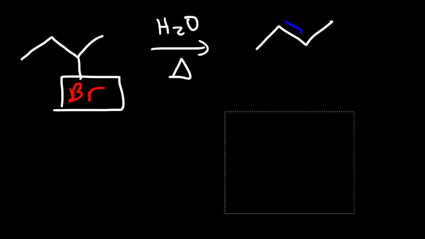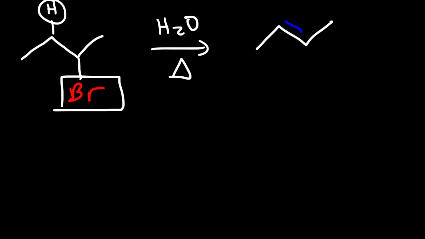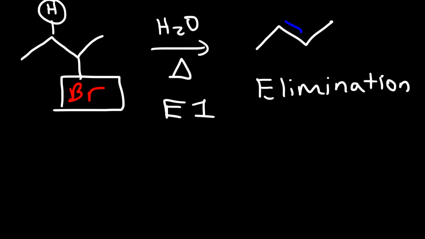But now let's focus on this product. What type of reaction do we have here? In order to form a double bond, we had to remove or eliminate the hydrogen and a bromine atom. So this is an elimination reaction. Specifically, it's called the E1 reaction, a first order elimination reaction, because the rate of the reaction depends only on the concentration of the substrate and not the concentration of the base.